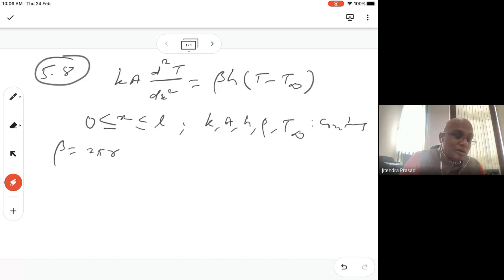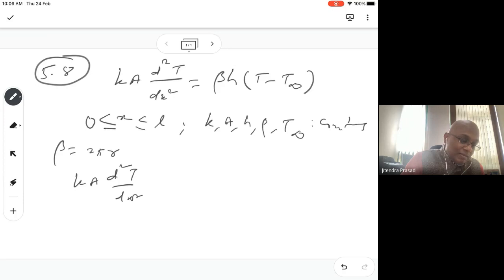So how do you do it? Basically very easy. You write everything on one side, so it becomes Ka d square T dx square, then minus beta h, or you can write plus, it doesn't matter anyway. Let it have minus only. Beta h (T minus T infinity) is equal to 0.